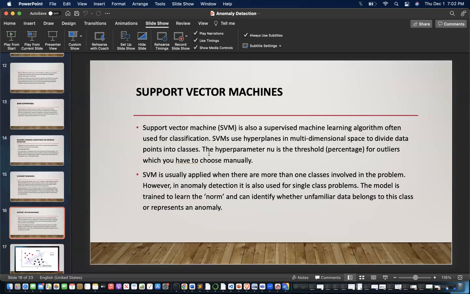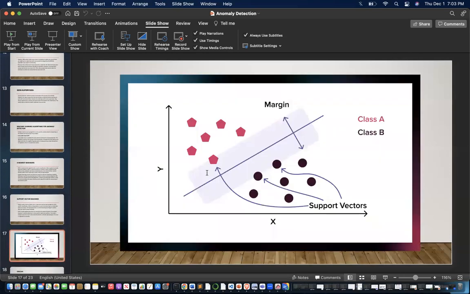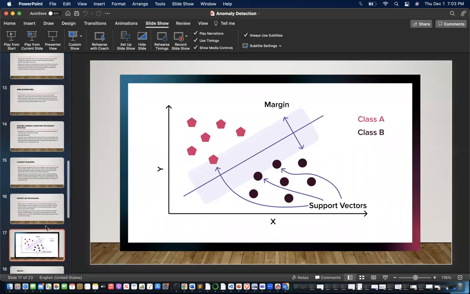Support vector machines. The SVM is a supervised machine learning algorithm often used for classification. SVMs use hyperplanes in multi-dimensional space to divide data points into classes. The hyperparameter is the threshold for outliers, which you have to choose manually. This is the SVM graph, with class A and class B, and the margin.